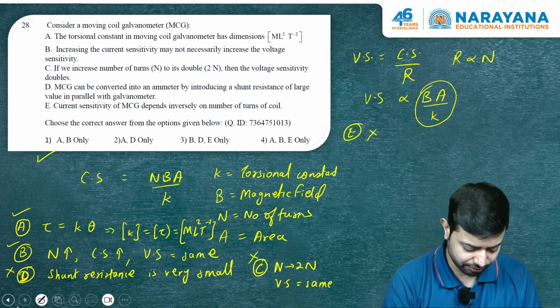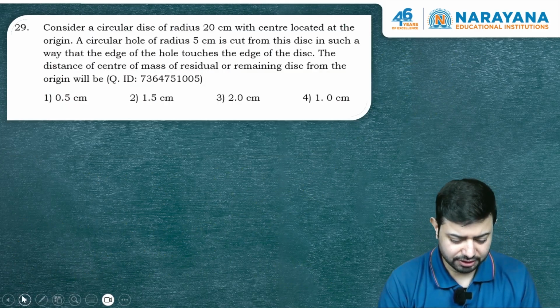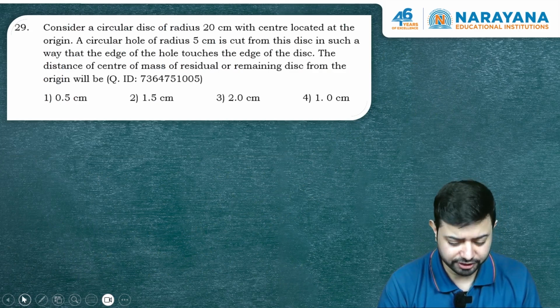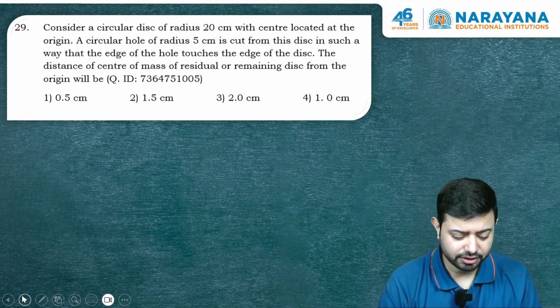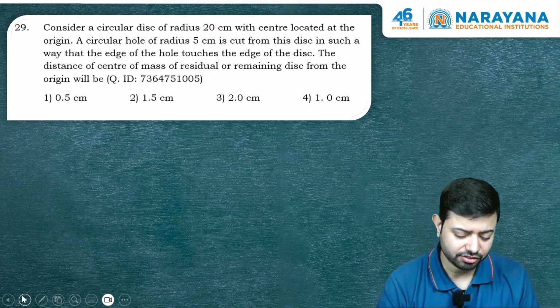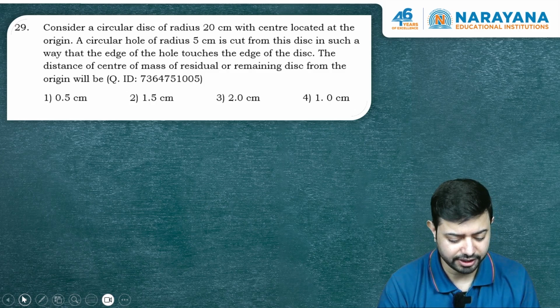Let us move to the next one. Consider a circular disc of radius 20 centimeter with center located at the origin. Okay. And then a circular hole of radius 5 centimeter is cut from this disc in such a way that the edge of the hole touches the edge of the disc. The distance of center of mass of the residual or remaining disc from the origin will be.